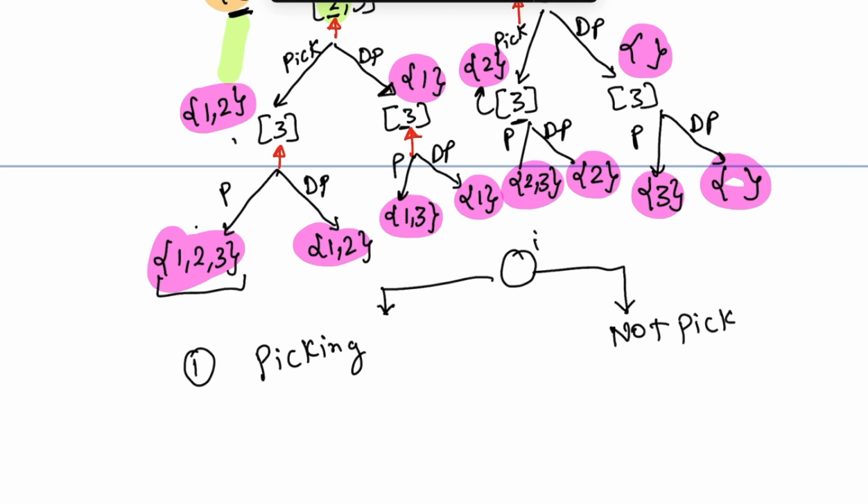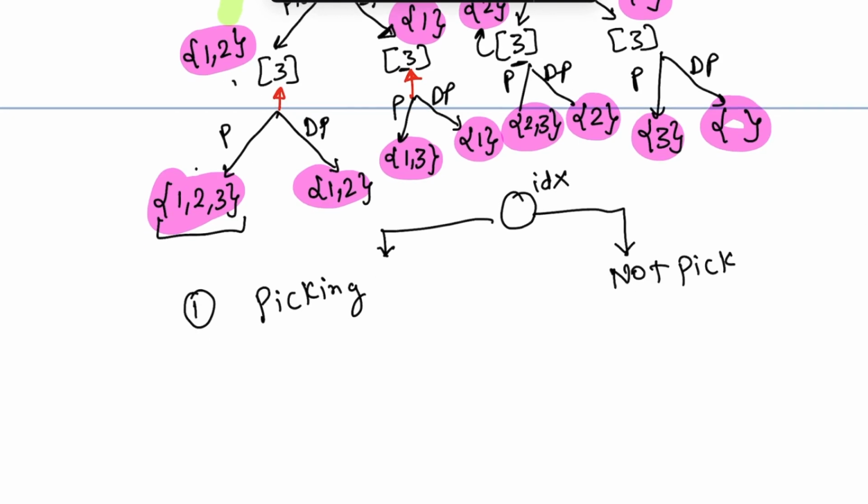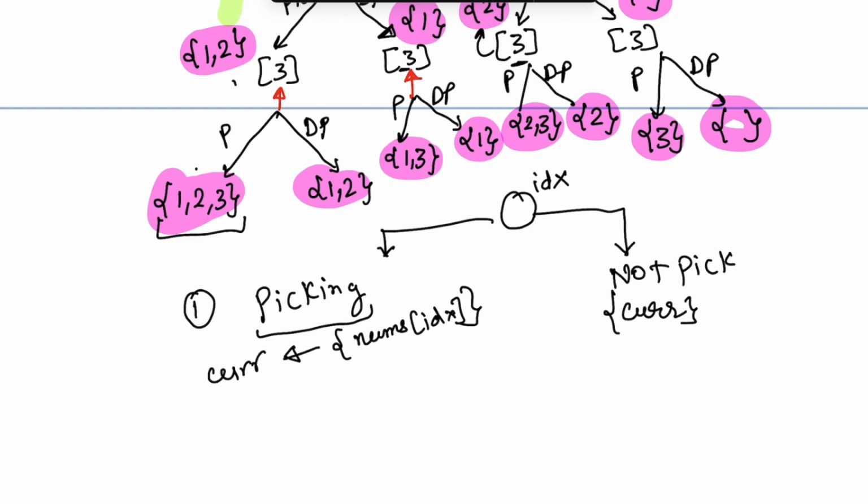Let us assume I'm at the index idx. What will happen when I pick? When I pick, I will add that element into my current, which means in the current I will just add the element, which is nums of idx. When I'm not picking, I will just pass the current only. I will not add any element.